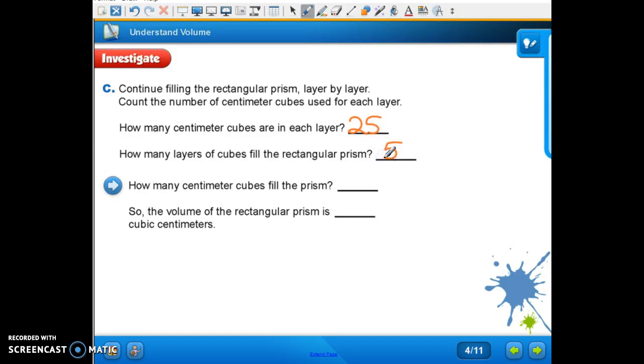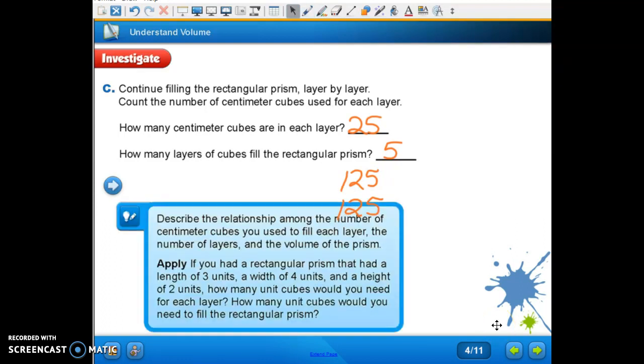How many centimeter cubes fill the prism then? What is 5 times 25? 125. If I have 5 quarters, I have $1.25, right, or 125. So the volume of the rectangular prism is 125 cubic centimeters. All right. Go to the next page.